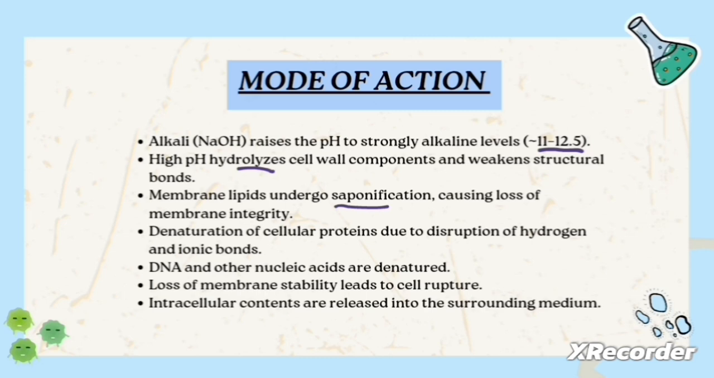Now the alkali further enters into the cytoplasm and causes denaturation of the cellular proteins by disrupting the hydrogen bonds and the ionic bonds that maintain the protein's three-dimensional structure. Similarly, the DNA and other nucleic acids are denatured. Because of all this, ultimately the cell membrane and the cell wall lose their stability, and the cell ruptures and all the intracellular components of the cell are released into the surrounding medium.